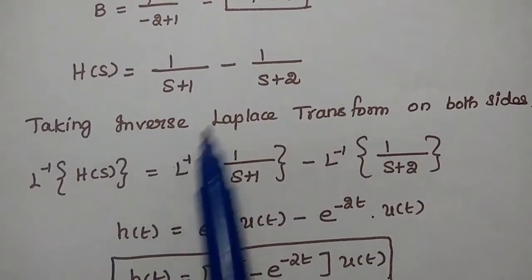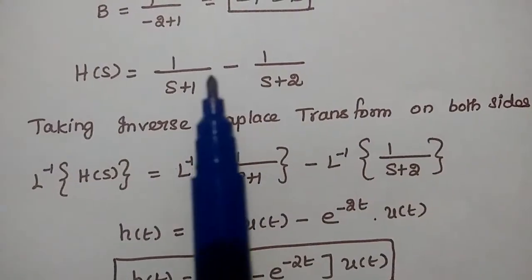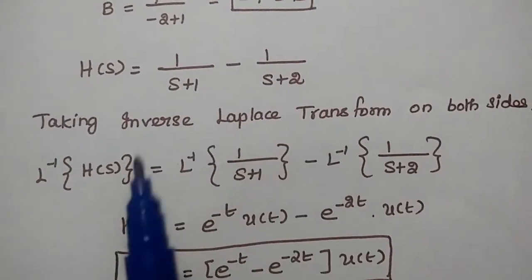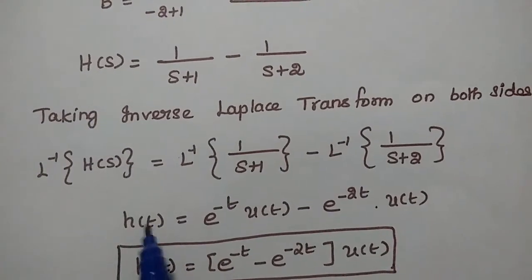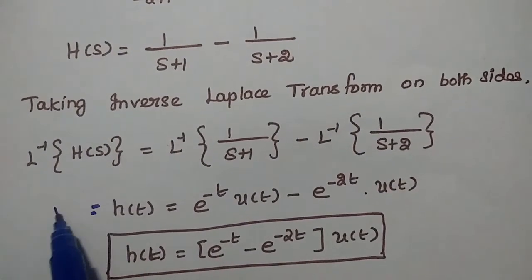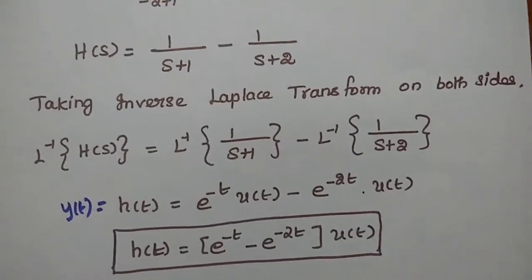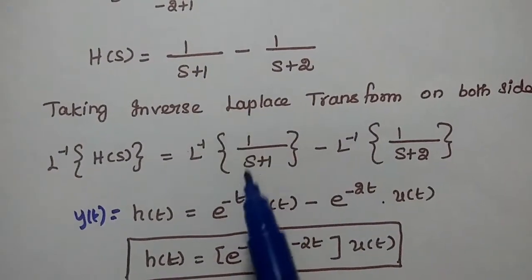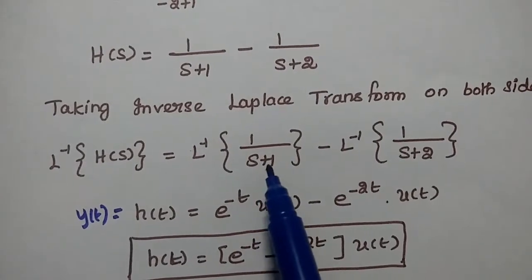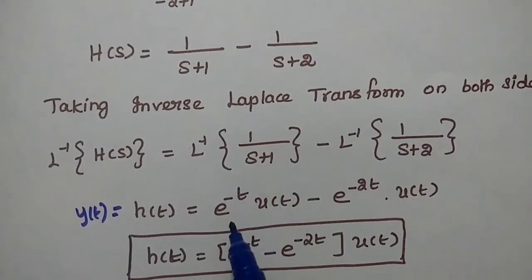So taking the inverse Laplace transform on both sides. Inverse Laplace transform of H of s is nothing but h of t, which is also equal to y of t. Both are the same. That is equal to the inverse Laplace transform of 1 divided by s plus 1. So what is the inverse Laplace transform of 1 divided by s plus 1? It is e power minus t.